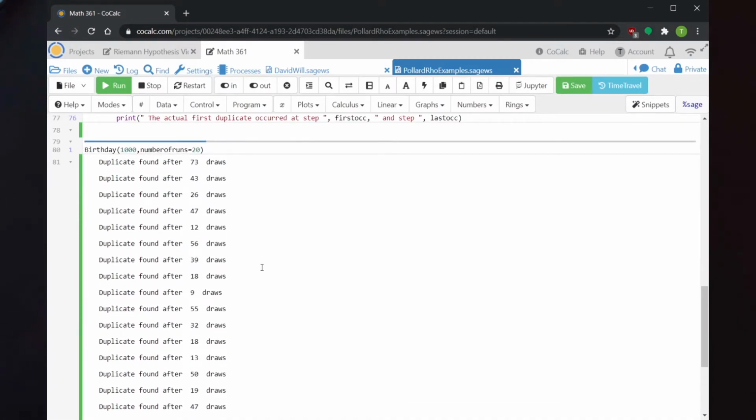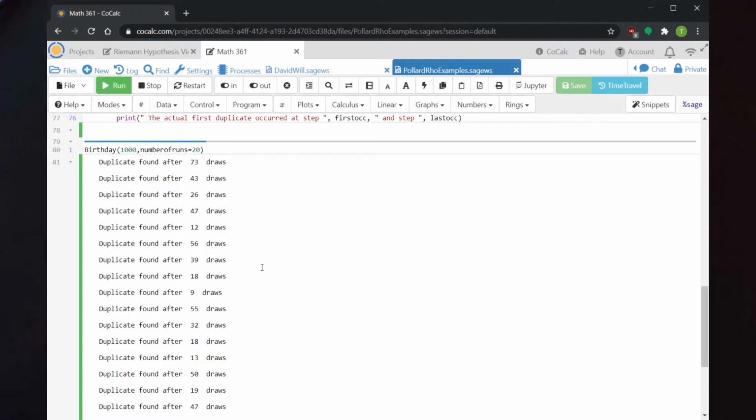But the basic idea here is that we should be able to find duplicates quickly relative to the size of the pool. Namely, the duplicates should happen after something like the square root number of draws. And so our hope here is to be able to write down some algorithms for discrete logs and factoring that are based on this fact.